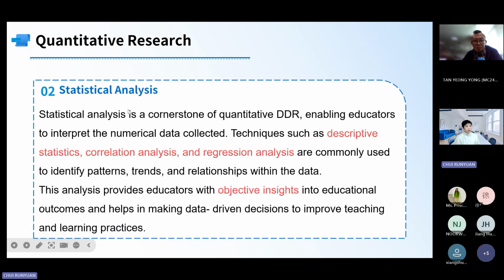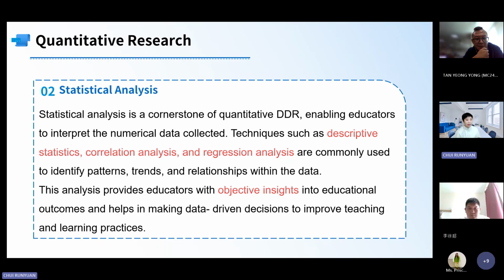Quantitative statistical analysis is a cornerstone of quantitative DDR, enabling educators to interpret the numerical data collected. Techniques such as descriptive statistics, correlation analysis, and regression analysis are commonly used to identify patterns, trends, and relationships within the data. This analysis provides educators with objective insights into educational outcomes and helps in making data-driven decisions to improve teaching and learning practices.